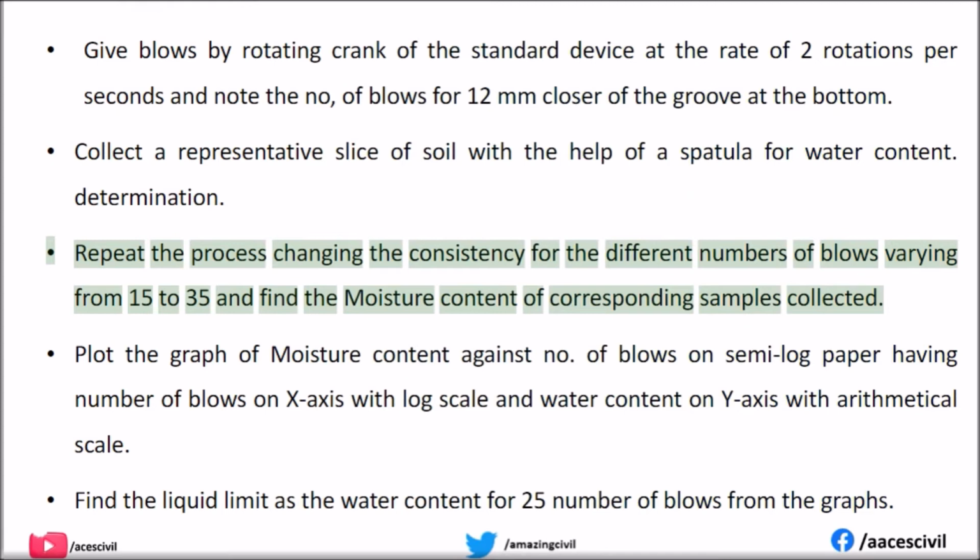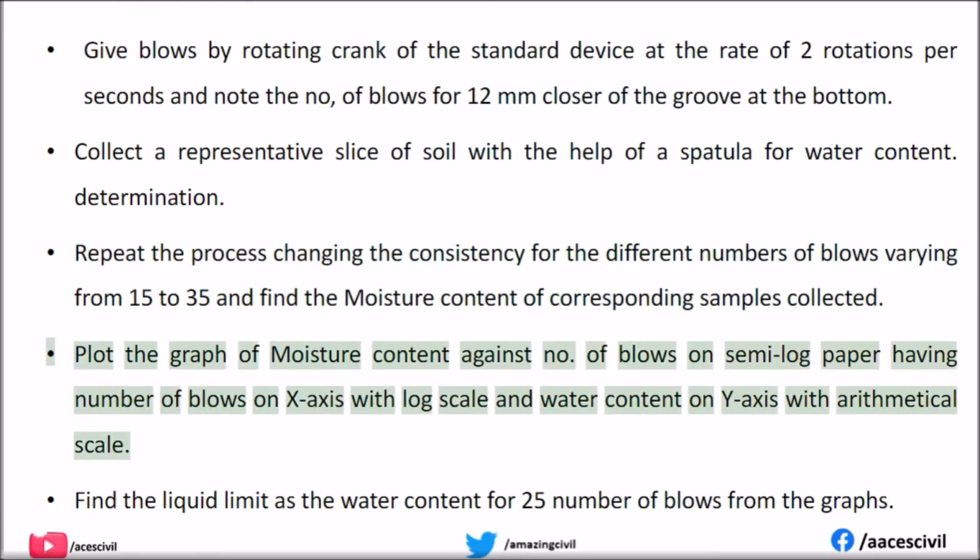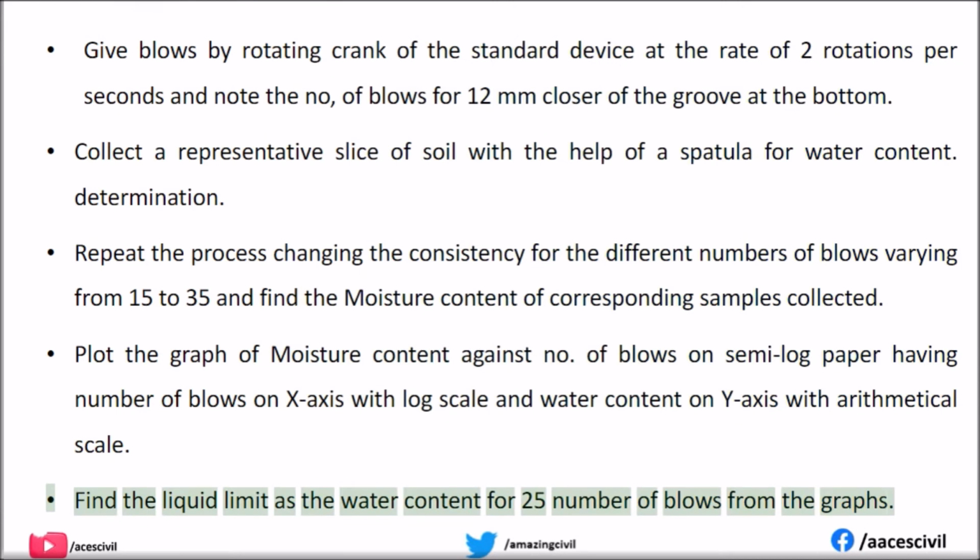Repeat the process changing the consistency for different numbers of blows varying from 15 to 35 and find the moisture content of corresponding samples collected. Plot the graph of moisture content against number of blows on semi-log paper, having number of blows on the x-axis with log scale and water content on the y-axis with arithmetical scale. Find the liquid limit as the water content for 25 blows from the graph.